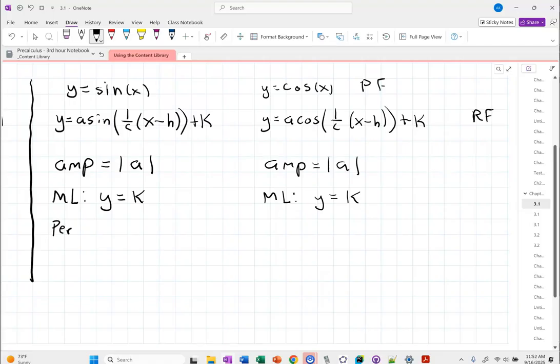The period is 2 pi times the absolute value of c.